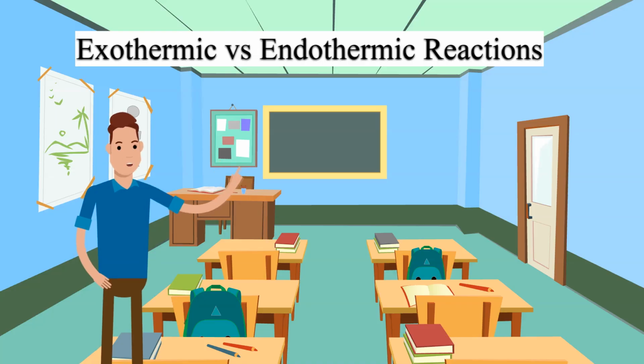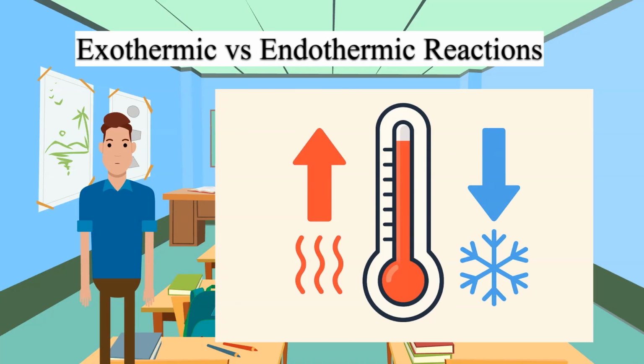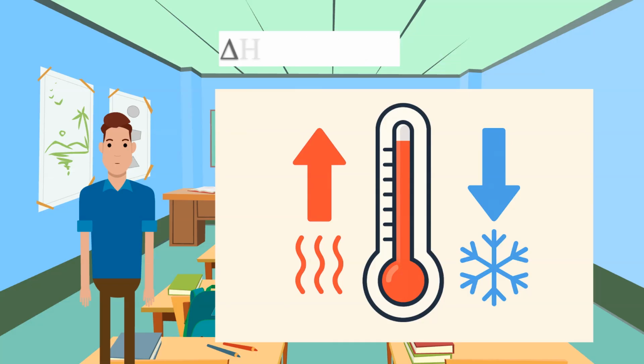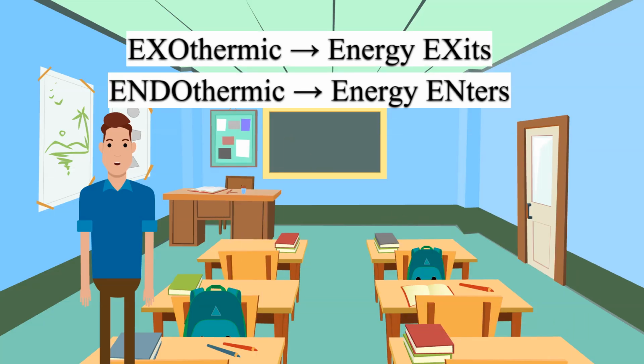Chemical reactions can take in or give out energy, mostly in the form of heat. Firstly, exothermic reactions release heat. The surroundings warm up. For example, combustion, neutralisation, respiration. Delta H is negative. Secondly, endothermic reactions absorb heat. The surroundings cool down. For example, photosynthesis, thermal decomposition. Delta H is positive. Remember this simple trick: exothermic means energy exits, endothermic means energy enters.